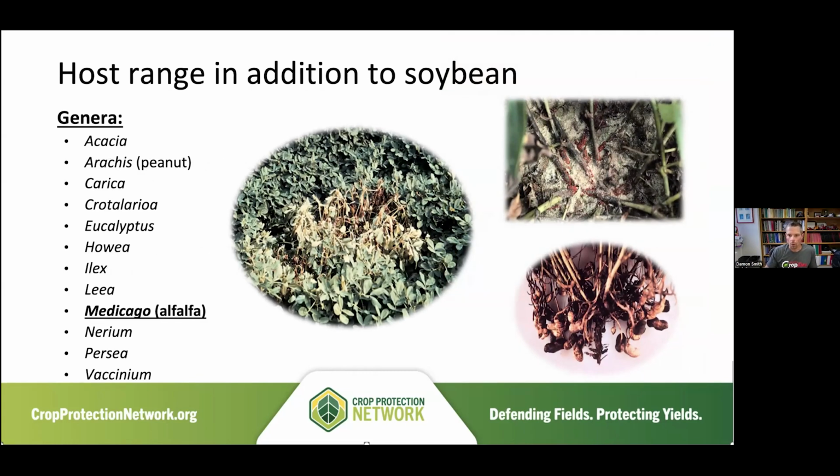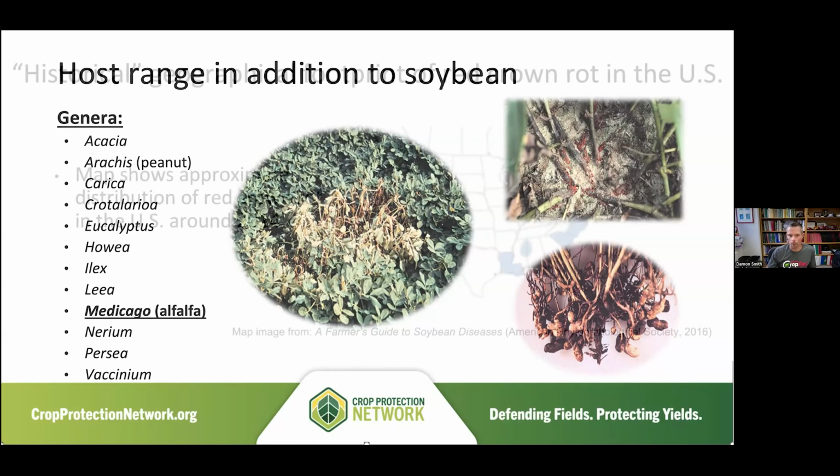It does have a wide host range, and one of the hosts I would like to mention is alfalfa. This is a little concerning for us, and we do need to pay attention to it. Should we start to see more red crown rot in the state, we are definitely going to want to watch our rotations and be careful with alfalfa in that rotation, should this become a problem.